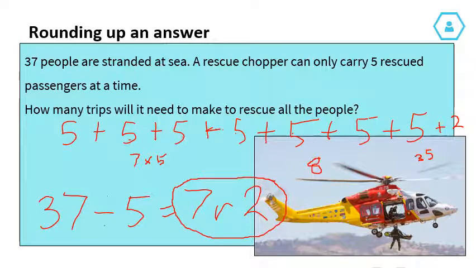So what I need to think about is, I've got 2 people left over here. So instead of making 7 trips, I need to make 8 trips to get them all. So this is where we are rounding up the answer. We're going, actually, 7 remainder 2, like 7 trips, is not enough. I need to round it up to 8. Now there's going to be 3 seats spare on that helicopter. That's totally fine. It still answers the question. 8 trips will rescue everybody.